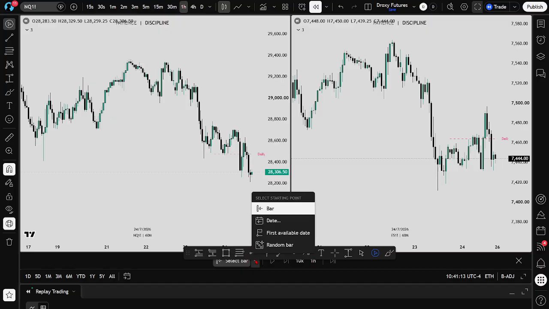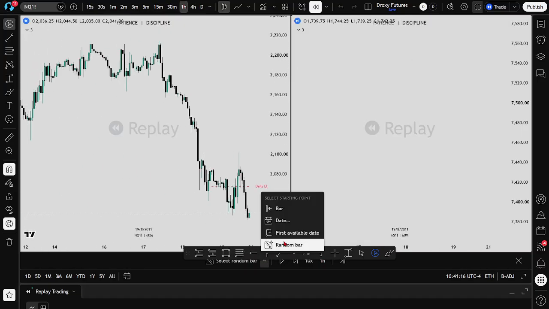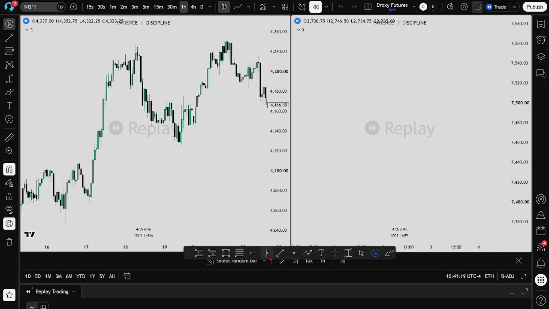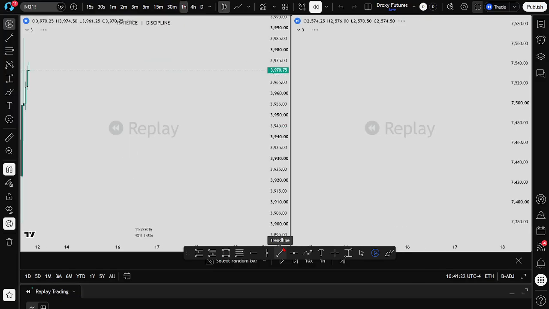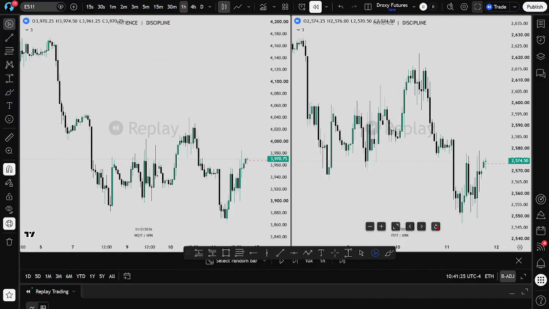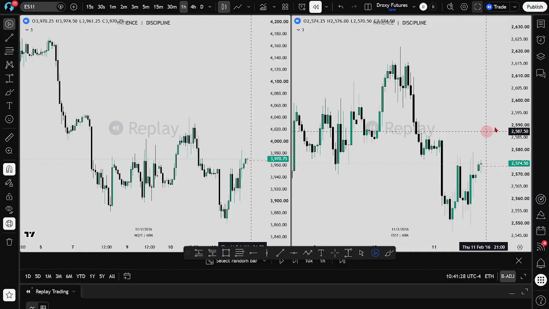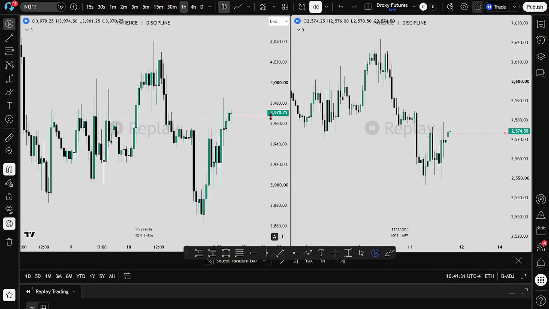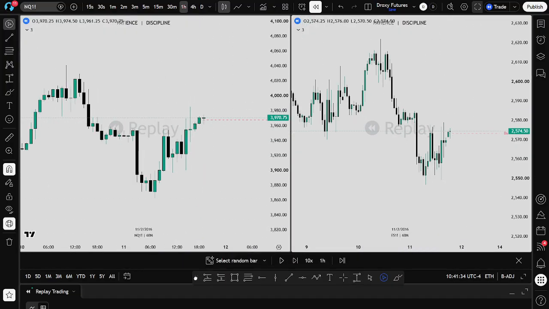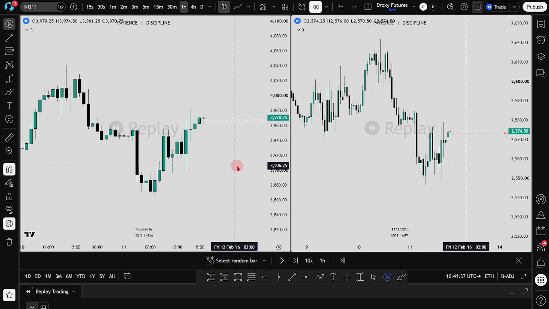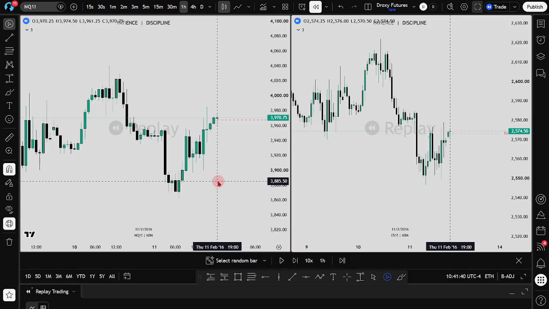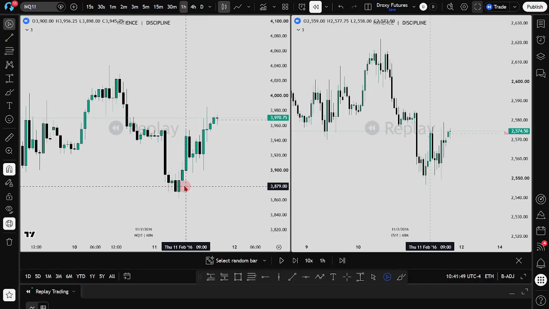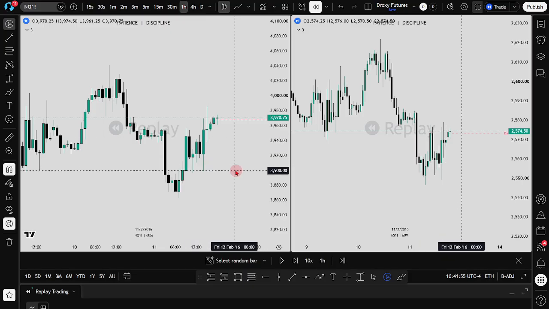So we're going to pick a random bar. I'll click again, then click for the third time. Now we have our random date set. The random date that we had was Thursday, 11th of February. On that day, we've already passed the 9 o'clock candle, where you see 9:30 to 11, which means that we need to move on to Friday.